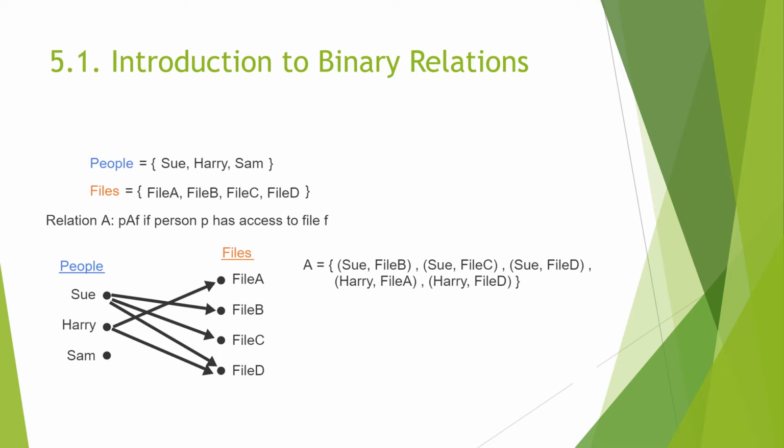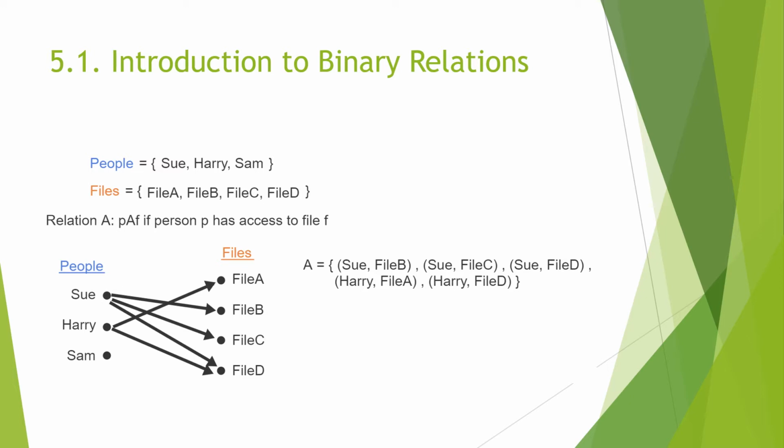But as you see, there are no ordered pairs starting at Sam, which means that Sam does not have access to any of the 4 files in the target.